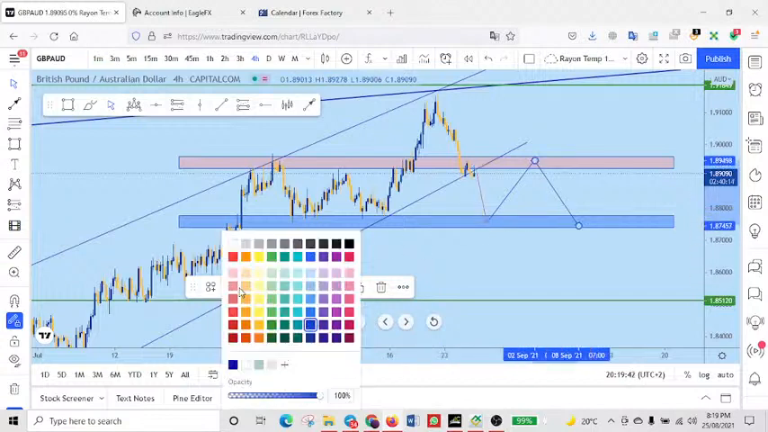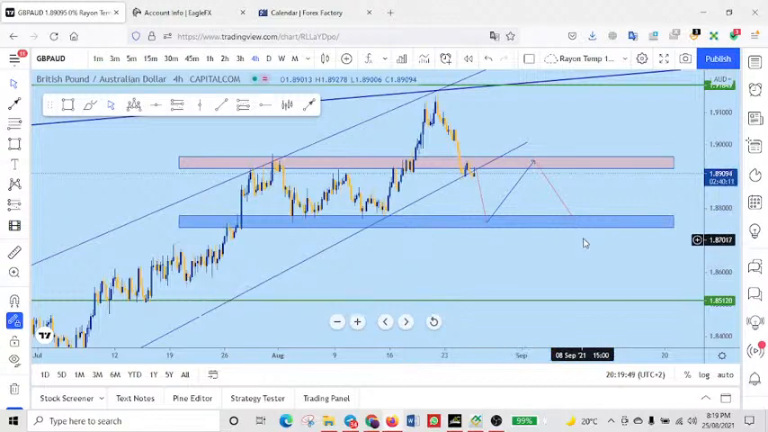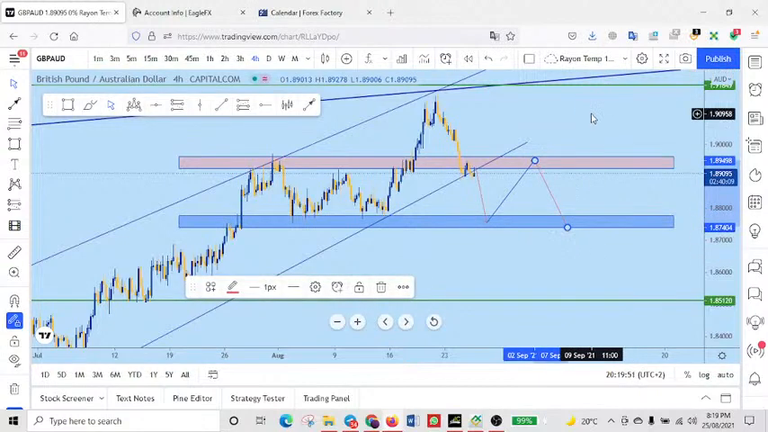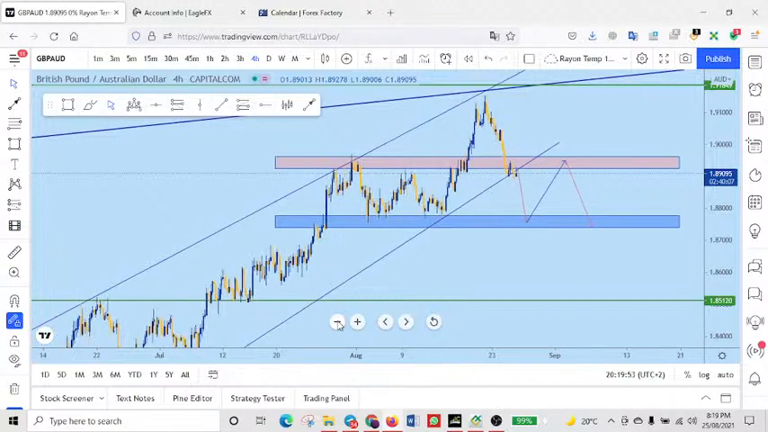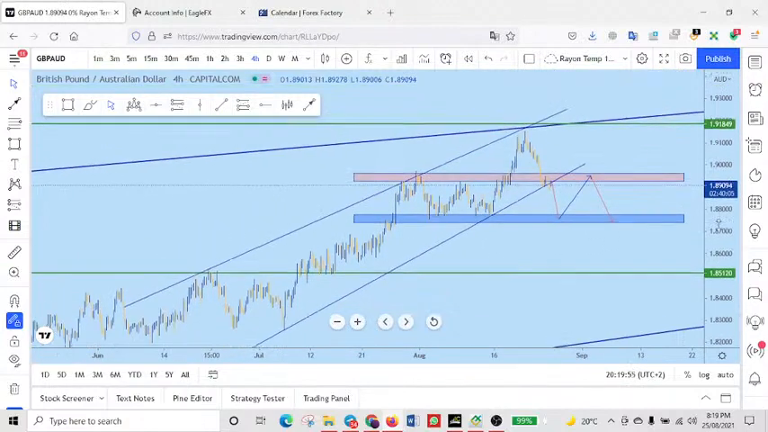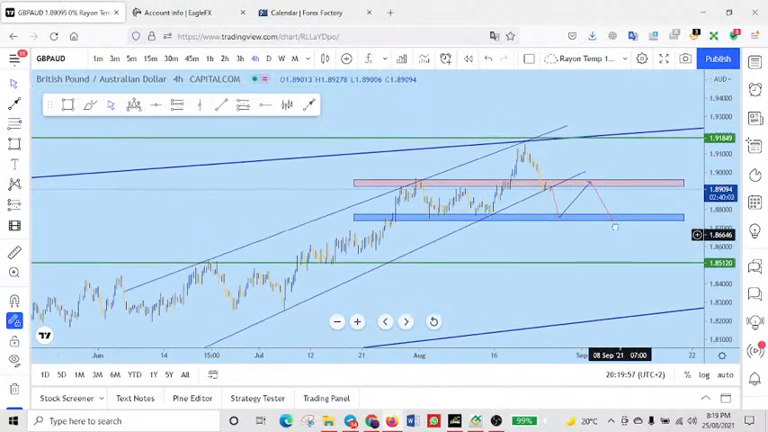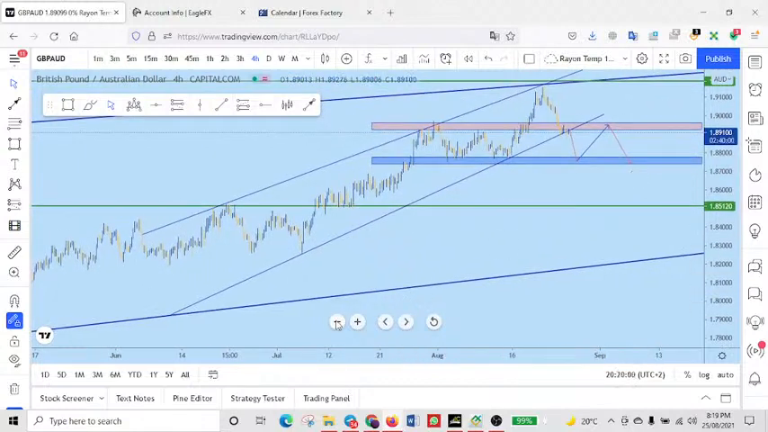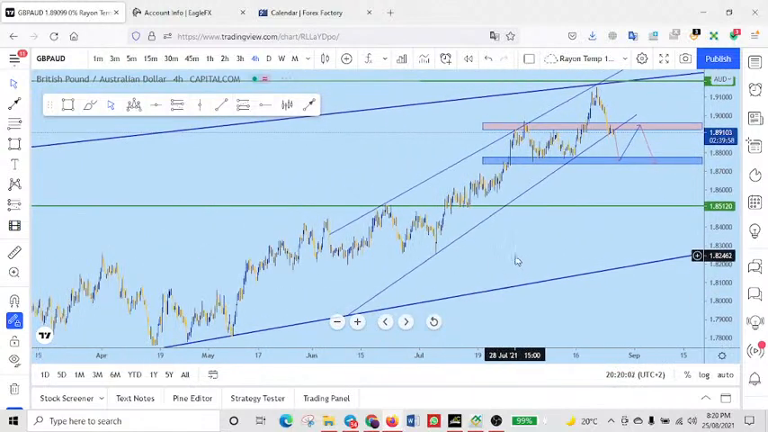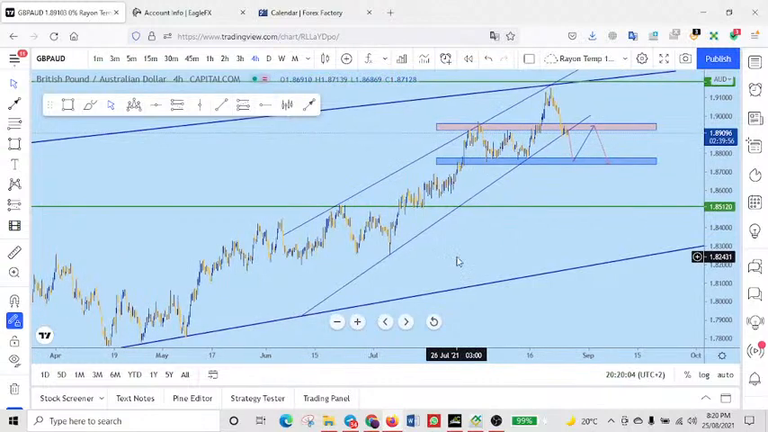So look at this. You see? So now looking at this, just looking at this already, we are able to predict a possible move of the market.